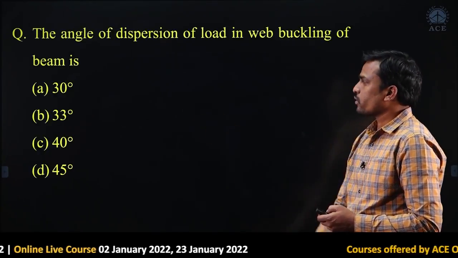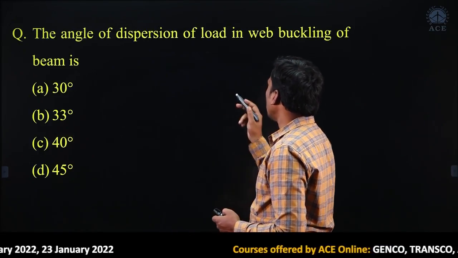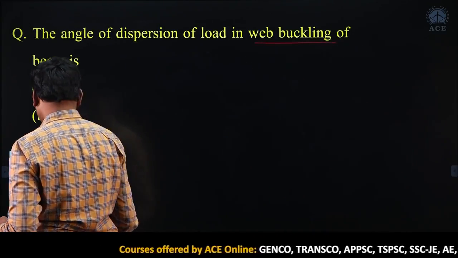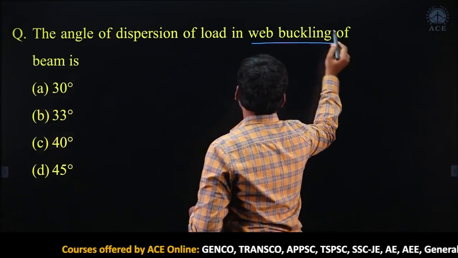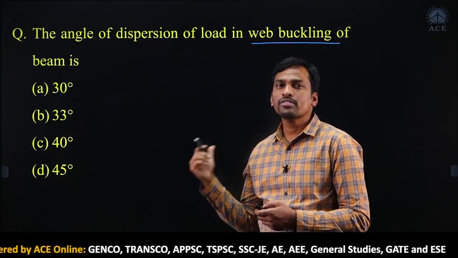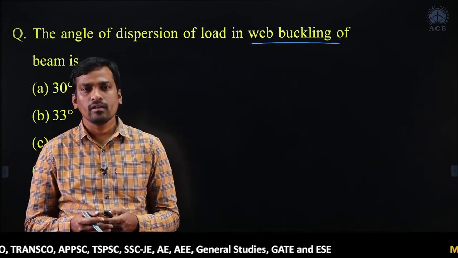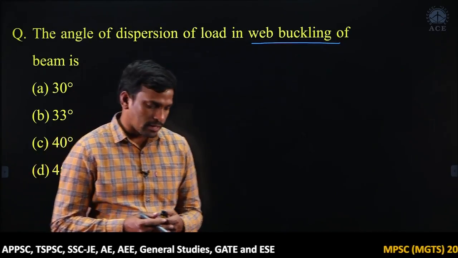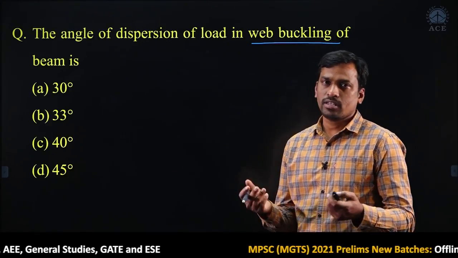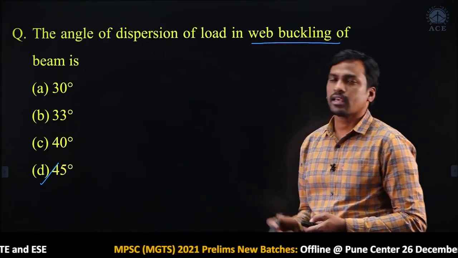Now this is question number 1. The angle of dispersion of load in web buckling of beam is asked. So this is a question from the beams chapter. In the beam chapter I explained the definition of web buckling and web crippling. But here he is asking load dispersion. Generally load dispersion is always 45 degrees. So option D is correct.